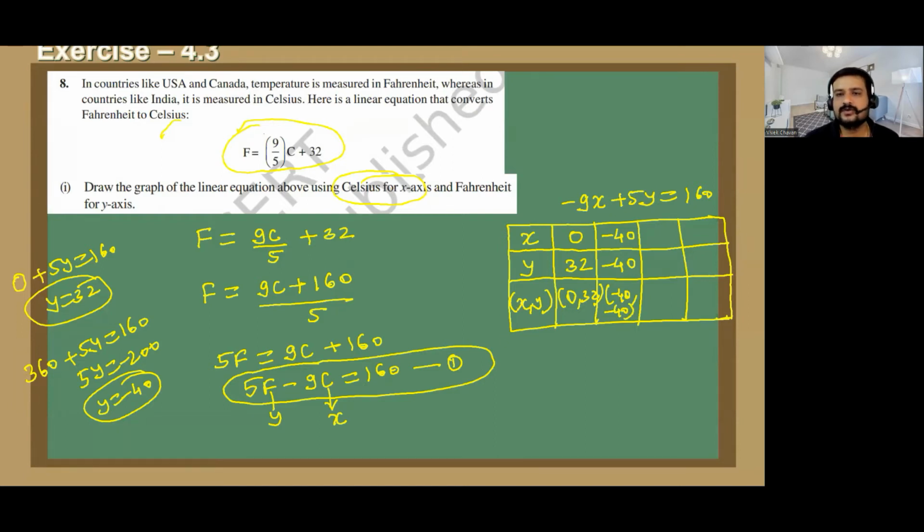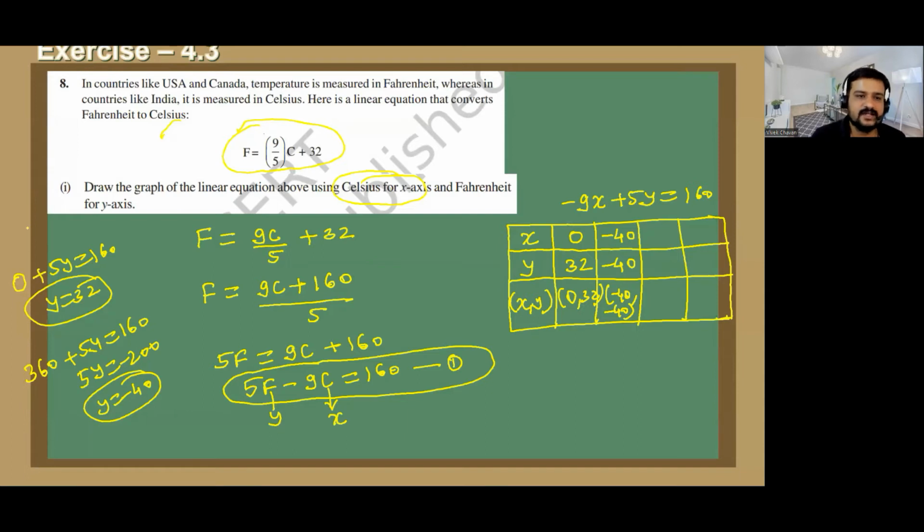Yes. What about the third coordinate? Yes, any other coordinate? Only two coordinates are also enough for us to draw the line. Okay, Ridhima is telling 32 comma 0.